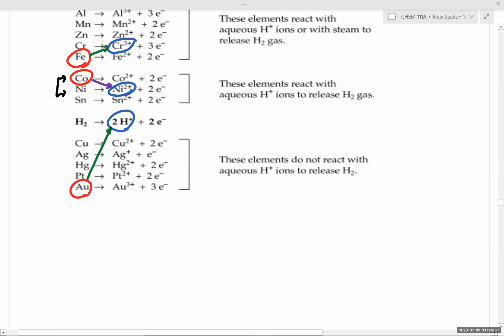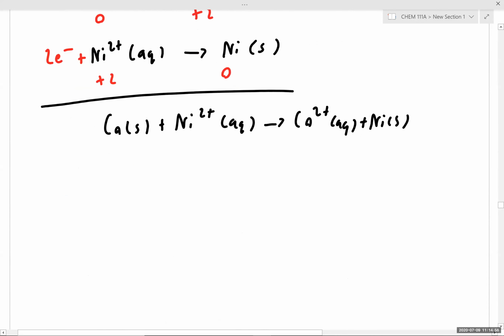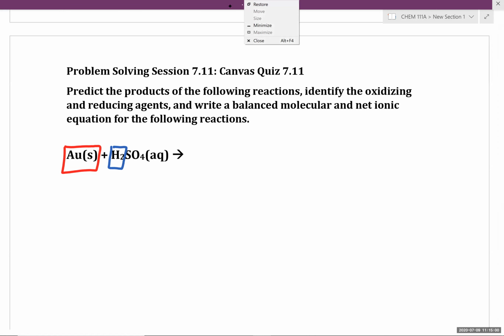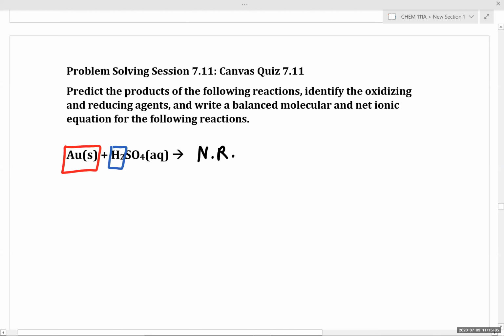Perfect. Gold is lower than H+. Gold is known as a quote unquote noble metal, so it's not particularly reactive with acid. So all you have to put for this reaction is no reaction. So just make sure you're not overcomplicating these displacement reaction prediction problems. Sometimes you'll just literally put no reaction, nothing happens. And for that, it's pretty straightforward.